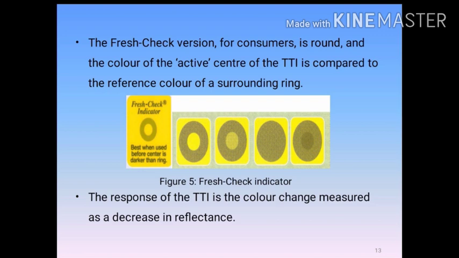In this figure, it shows that the indicator consists of a small circle of a polymer surrounded by a printed reference ring. The inside polymer circle darkens if the package has experienced unfavorable temperature exposure, and the intensity of the color is measured and compared to the reference color scale on the label. The faster the temperature increases, the faster the color change occurs in the polymer. So the response of the time temperature indicator is the color change measured as a decrease in reflectance. So these are the commonly used current TTI systems in food products.